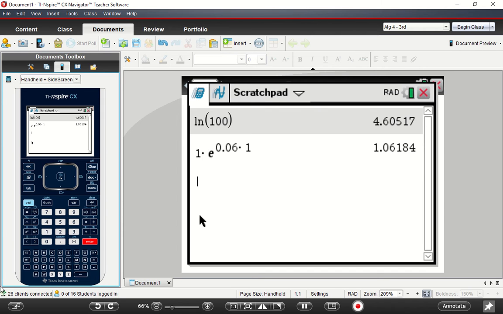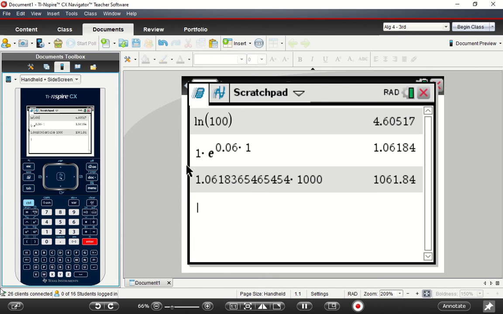So to figure out in real money, what would I do to figure out the dollar amount? Times it by 1,000. Very good. So let's do that. Times it by 1,000. So my dollar value is actually 1,061.84.